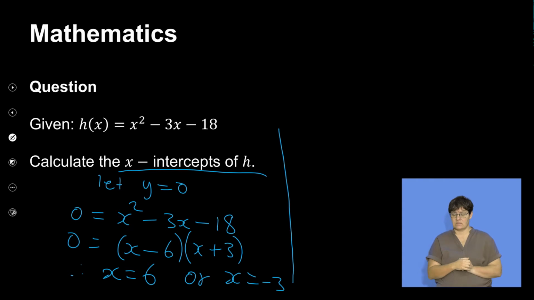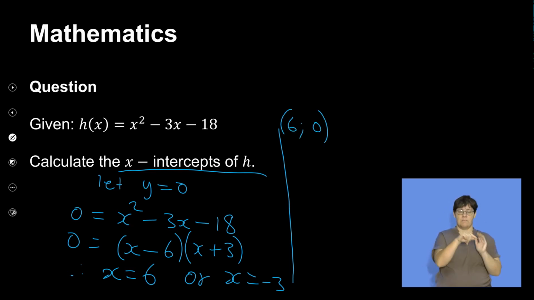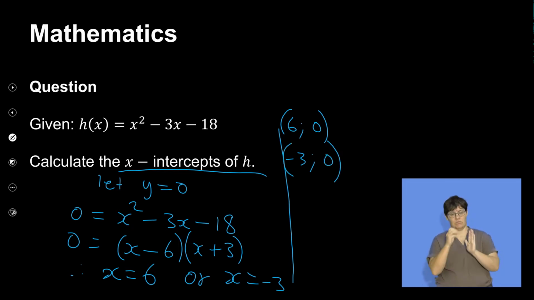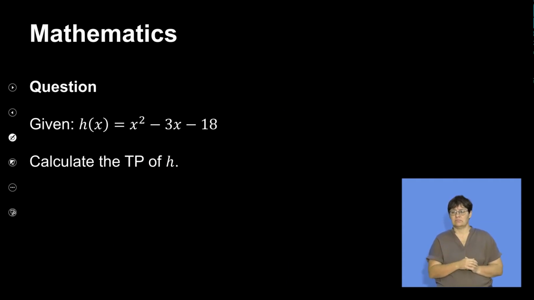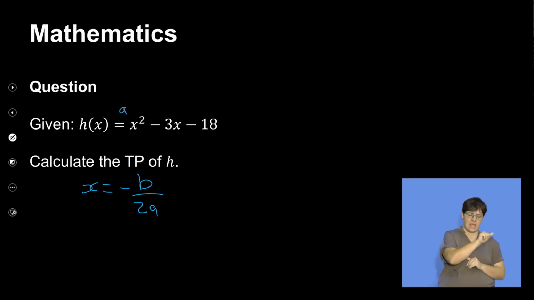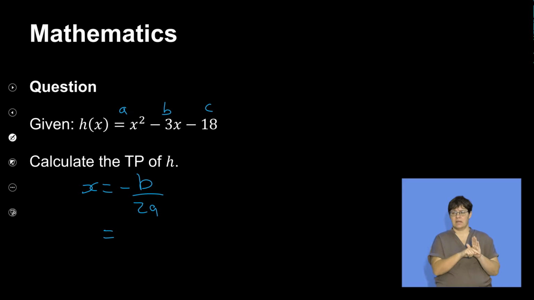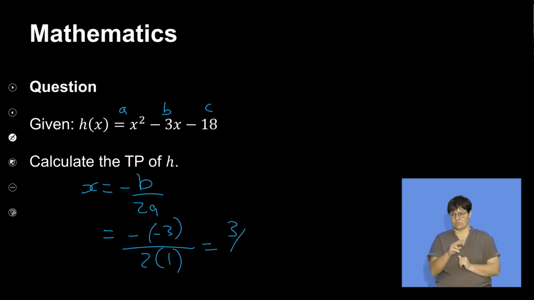Now we know that when you talk about coordinates or intercepts, we normally write them as coordinate pairs. So it will be (6; 0), and it will be (minus 3; 0) as well. And that's how you will then write down your x-intercept of this function. The turning point of this, there's a formula for that which you are familiar with. This is minus b over 2a. So you know that's my a there, that's my b, and that's my c. So this will be minus into negative 3 divided by 2 into 1, which will simply just be 3 over 2.